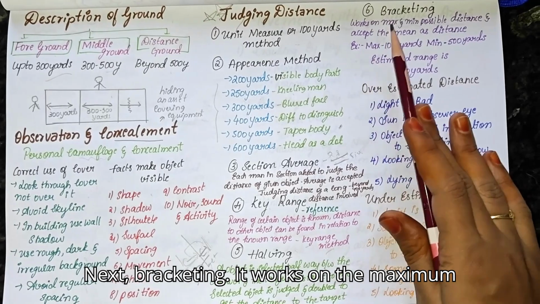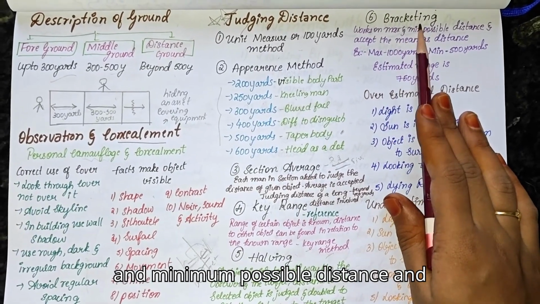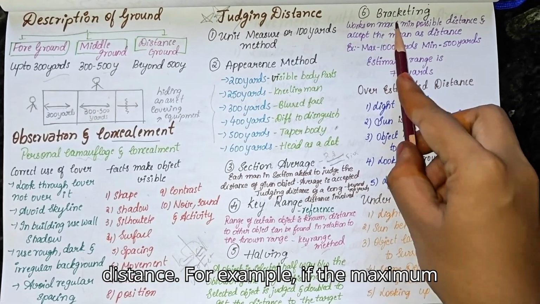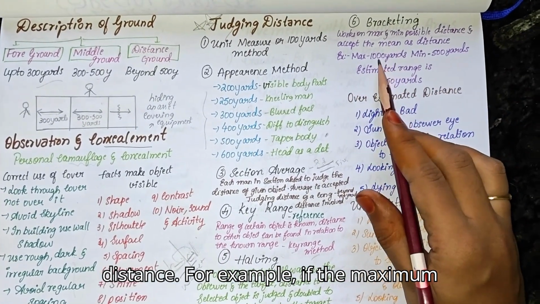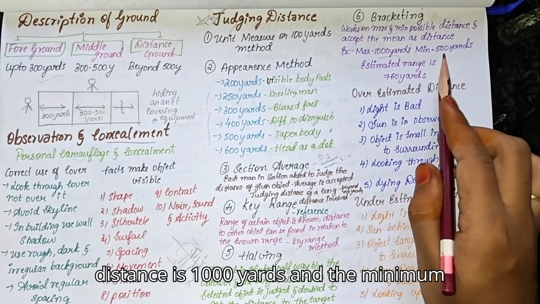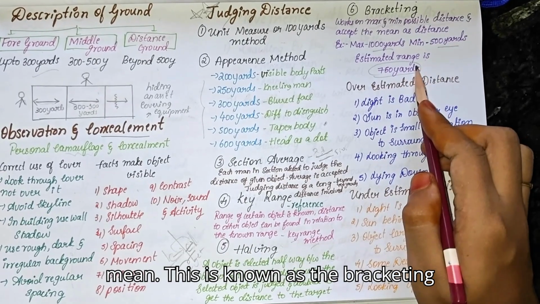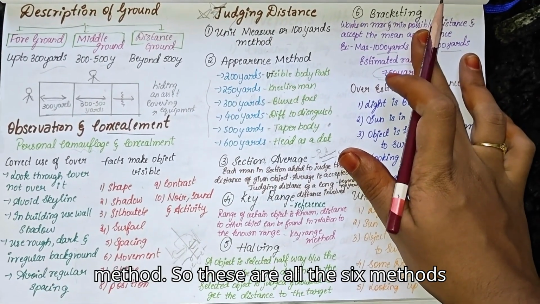Next, bracketing. It works on the maximum and minimum possible distance, and then it accepts the mean as the distance. For example, if the maximum distance is 1000 yards and the minimum distance is 500 yards, the estimated range will be 750 yards, which is the mean. This is known as the bracketing method.